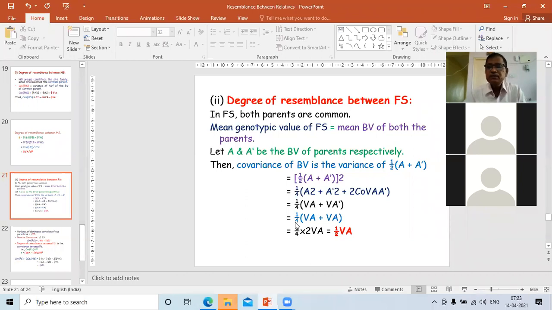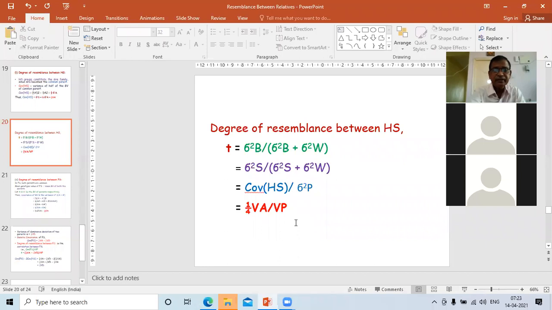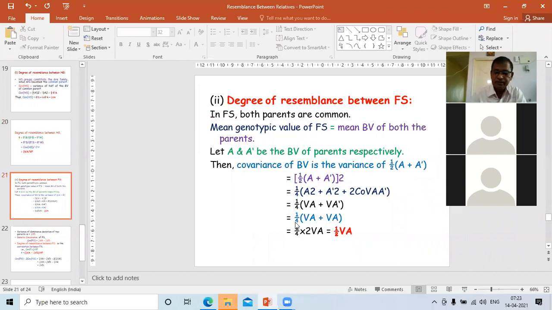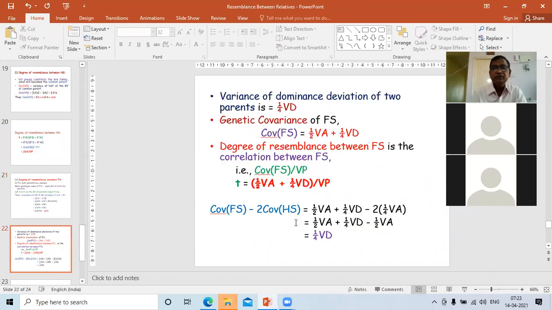So the degree of resemblance between full sibs, चलो देख लेते हैं कैसे होगा. In case of full sibs, both parents are common. Mean genetic value of full sibs is equal to mean breeding value of both the parents. But ultimately you see that after calculation it is equal to half VA. In case of half sib क्या था? That was 1/4 VA. Remember, the resemblance between half sibs was 1/4 VA, and the resemblance between full sibs is equal to half VA. This is the difference. So the degree of resemblance between full sibs, that is covariance of full sibs by VP.